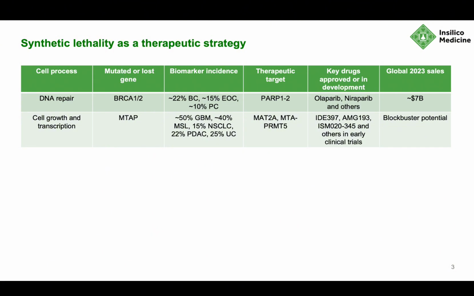Now, the prevalence of BRCA mutations is fortunately low, but it's a strong driver of tumorigenesis in breast, ovarian, and prostate cancer patients. And several PARP inhibitors have now been approved to target this genetic deficiency, which has led to great benefits for these patients worldwide, with sales that have reached $7 billion in 2023. A couple of examples of drugs that have been approved in this space are olaparib back in 2014 and niraparib in 2017, and some others since then.